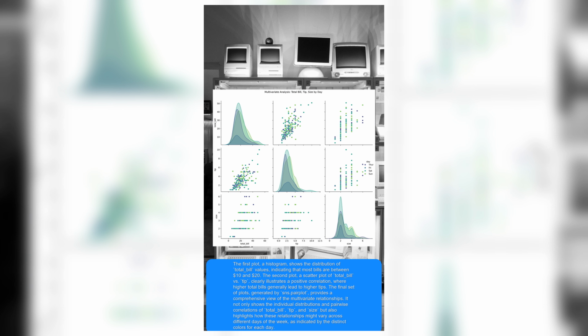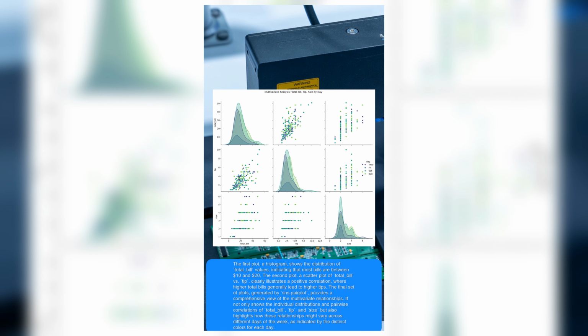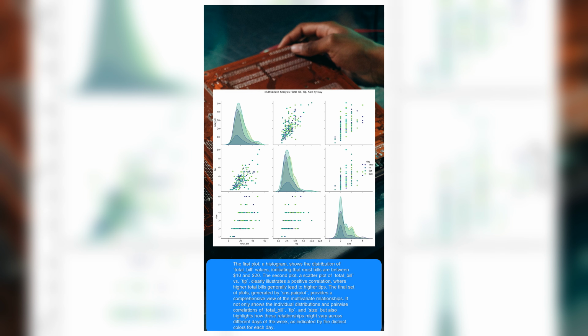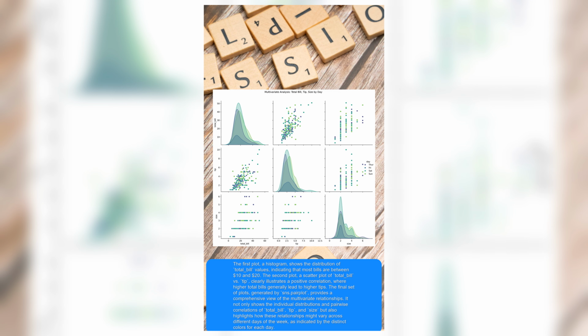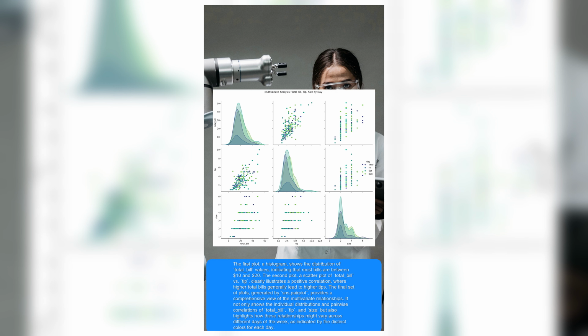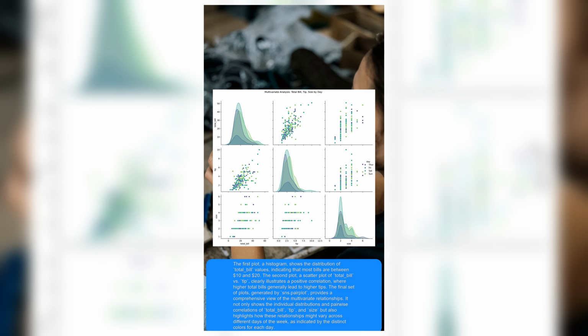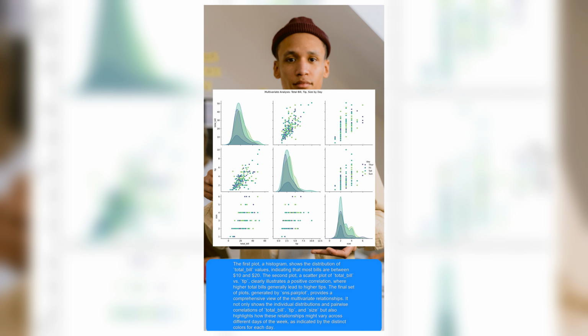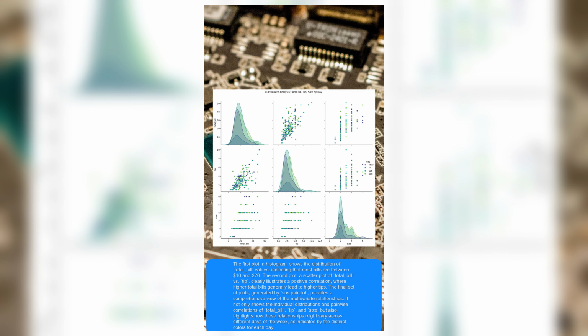The first plot, a histogram, shows the distribution of "total_bill" values, indicating that most bills are between $10 and $20. The second plot, a scatter plot of "total_bill" vs. "tip", clearly illustrates a positive correlation, where higher total bills generally lead to higher tips.